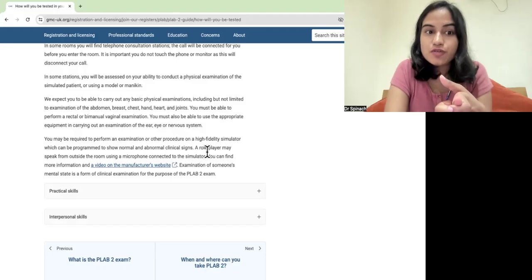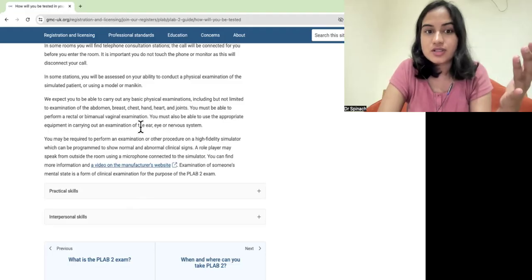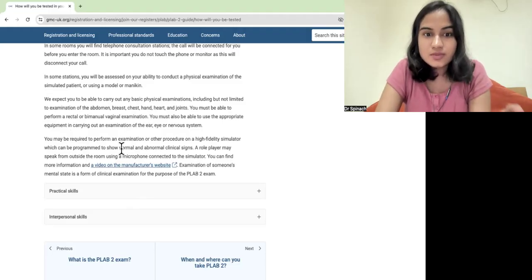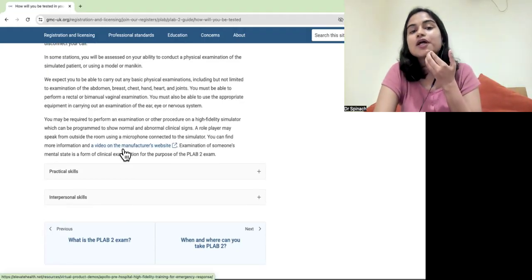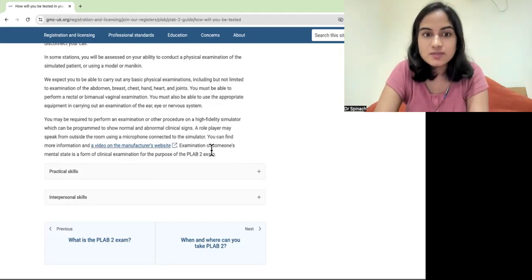You must be able to perform a rectal or bimanual vaginal examination, and you must also be able to use appropriate equipment in carrying out an examination of the ear, eye, or nervous system. So they have covered all the stations that you should be practically good with. Sometimes, they are also talking about Simulation now. So the high fidelity simulator is the Simulation station.